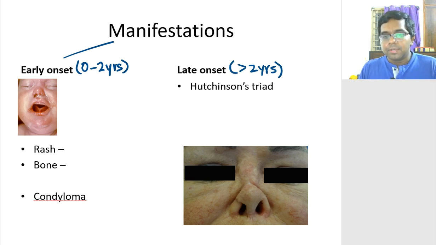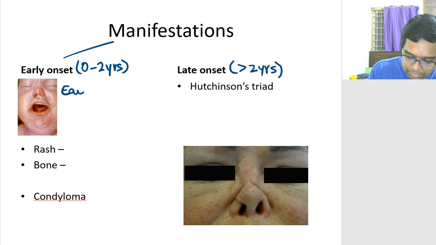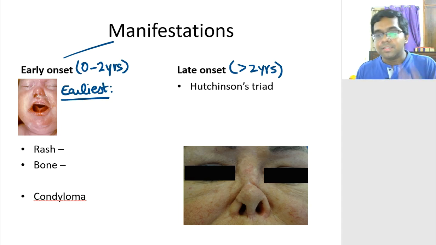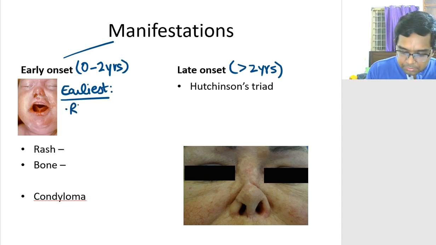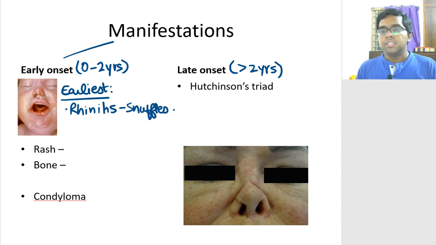That is supposed to be very characteristic in the early neonatal period, or in other words, this is the earliest manifestation. What you can see is a lot of discharge from the nose, or rhinitis, which we also call snuffles. That is supposed to be one of the earliest features of neonatal syphilis. Continuous copious discharge from the nose, or rhinitis, is the earliest feature.